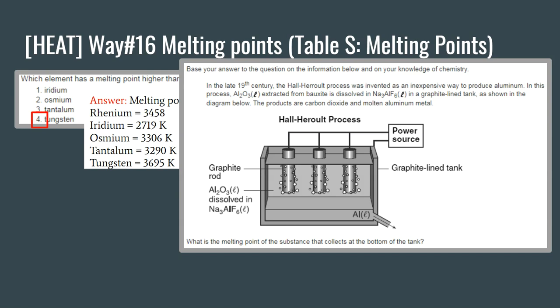Okay, we see that the substance collecting at the bottom of the tank is aluminum, Al. So all this process requires is to look up aluminum on Table S, find its melting point, and we see that the answer is 933 Kelvin. It's that simple.